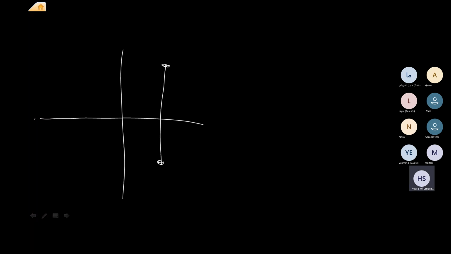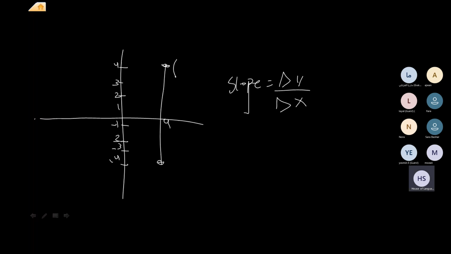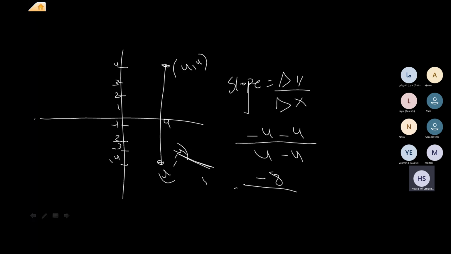The vertical. Here is 4, here is 1, 2, and here is negative 1, negative 2, negative 3, and negative 4. I want to find the slope now. It's delta y over delta x. Where are the y's? First of all, what is the coordinate of the first point? 4, 4, bravo. And here? 4, negative 4, bravo. Now, where is the change of y? Negative 4 and 4, so you will say negative 4 minus 4 over 4 minus 4. Now, negative 4 minus 4 is negative 8. 4 minus 4 is 0. In math, there is no number over 0.